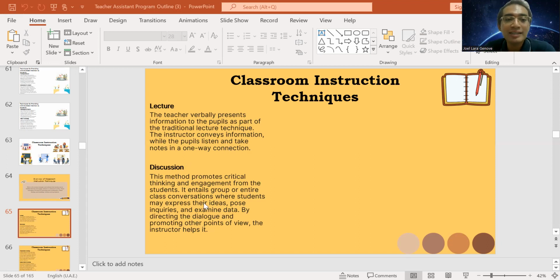Number two is discussion. This method promotes critical thinking and engagement from the students. It entails group or entire class conversation where students may express their ideas, pose inquiries, and examine data by directing the dialogue and promoting other points of view. The instructor helps it. This is discussion. We discuss the topic. We discuss the subject matter.